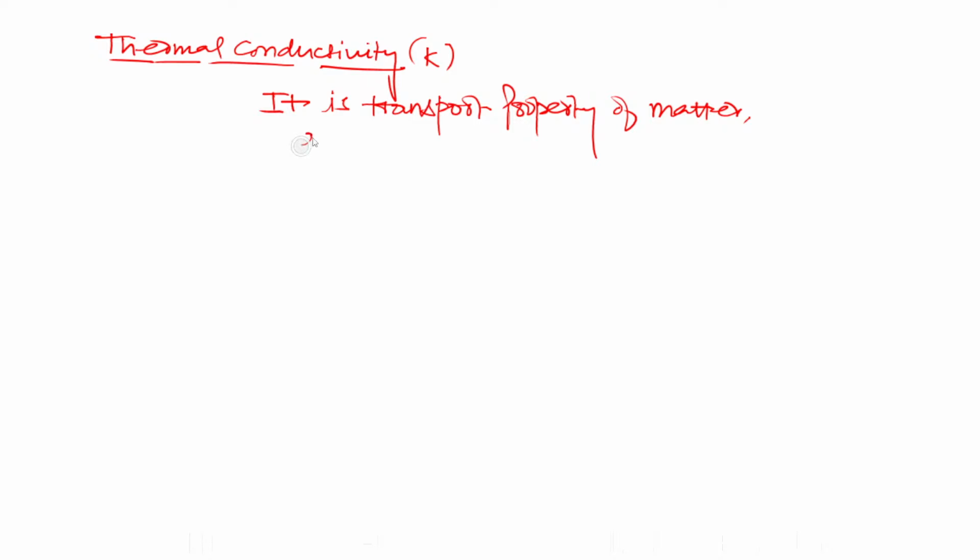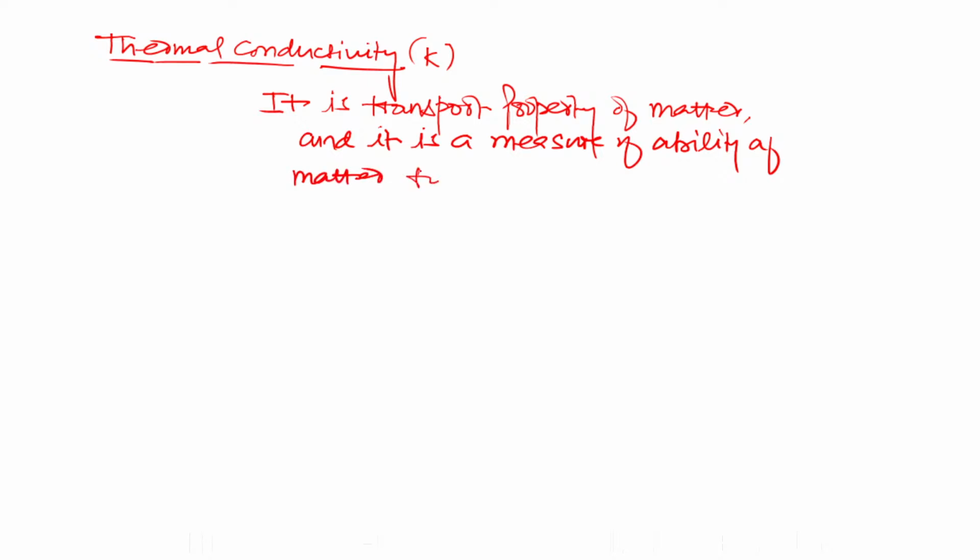So first of all, you must know what is the significance of this. It is a transport property of substance, matter, and it is a measure of the ability of matter to transport the heat. The more the k, the more easily, the faster the heat will be transported through that medium.